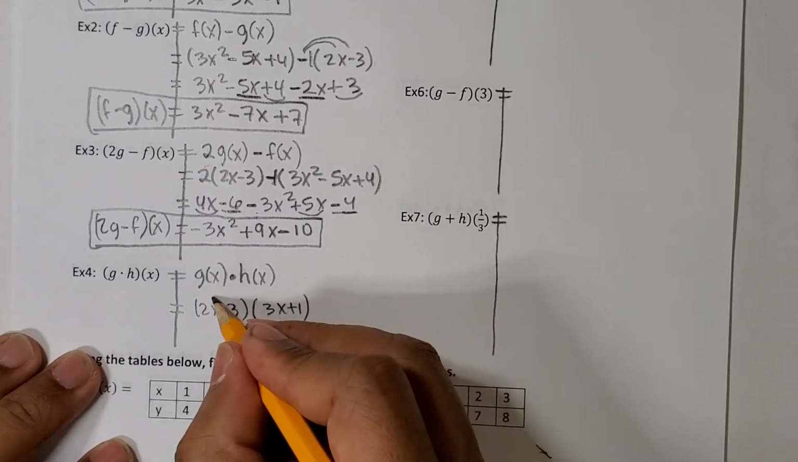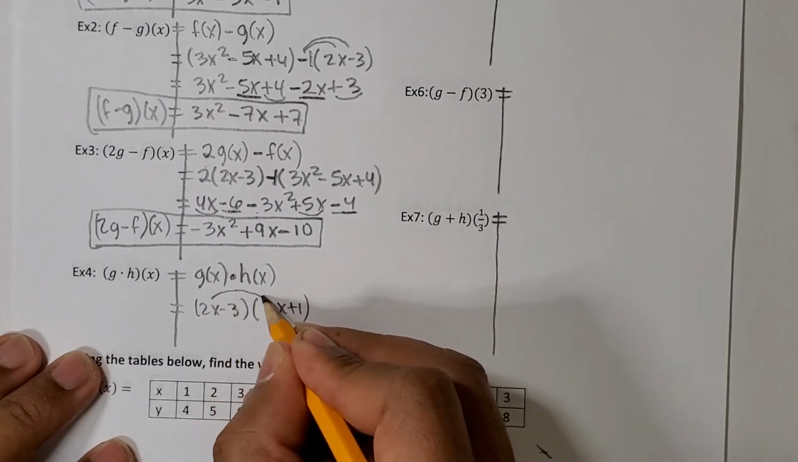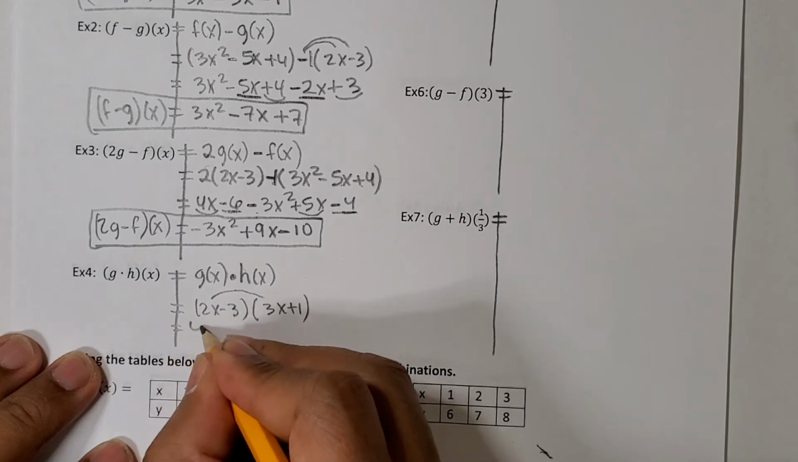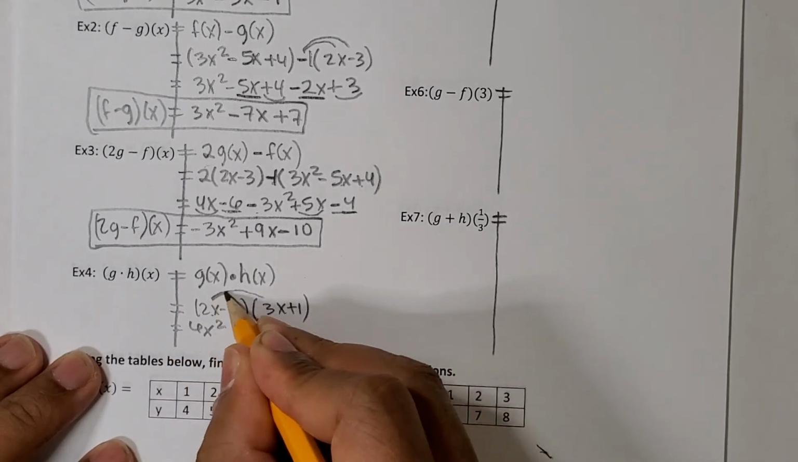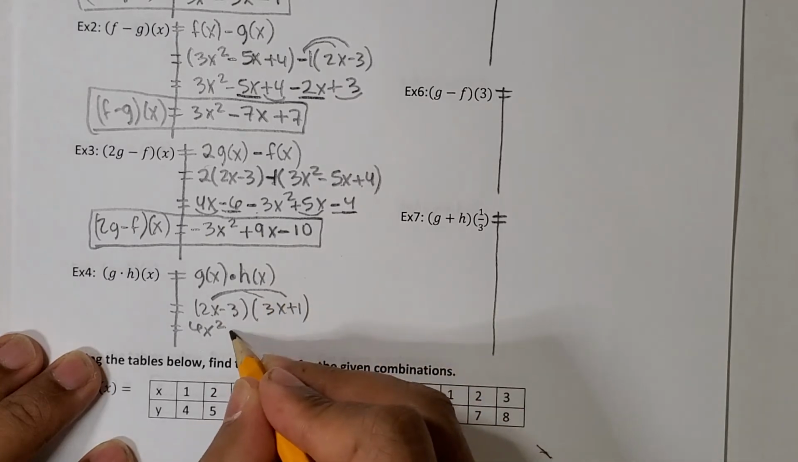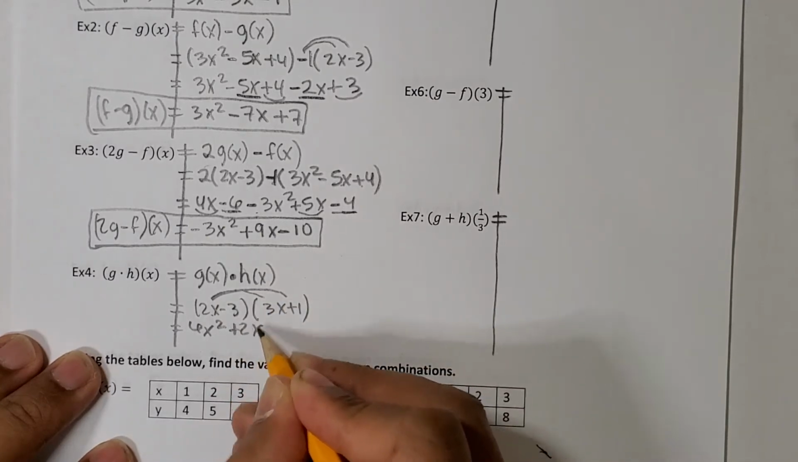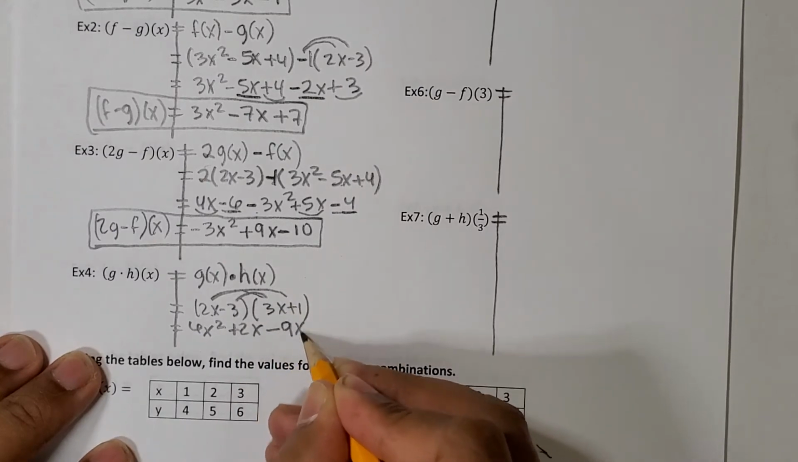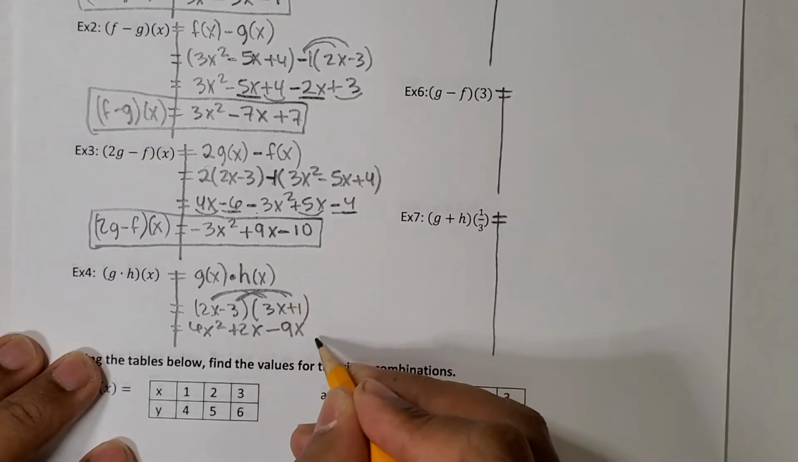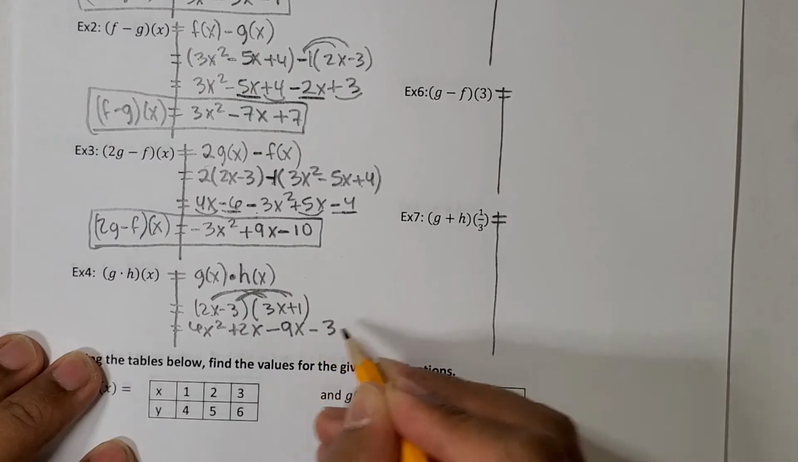All right, now 2 times 3, that's going to be 6. And x times x is going to be x to the second. And 2x times positive 1 is plus 2x. And negative 3 times 3x is going to be negative 9x. And negative 3 times 1 is going to be negative 3.